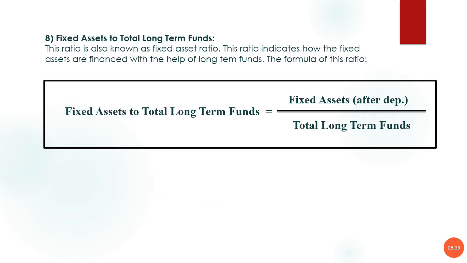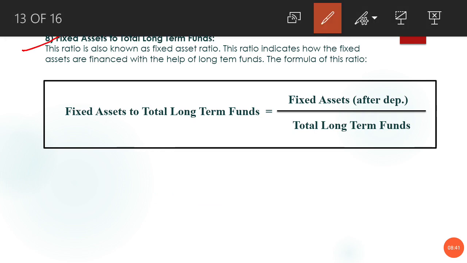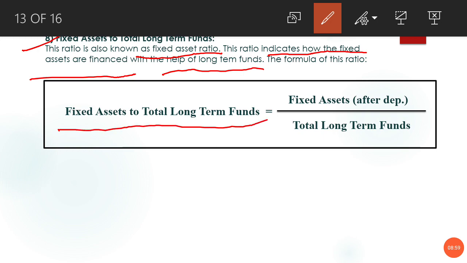8. Fixed asset to total long-term fund. This ratio is also known as fixed asset ratio. This ratio indicates how the fixed assets are financed with the help of long-term funds. The formula of this ratio: fixed asset to long-term funds is equal to fixed assets after depreciation divided by total long-term funds.